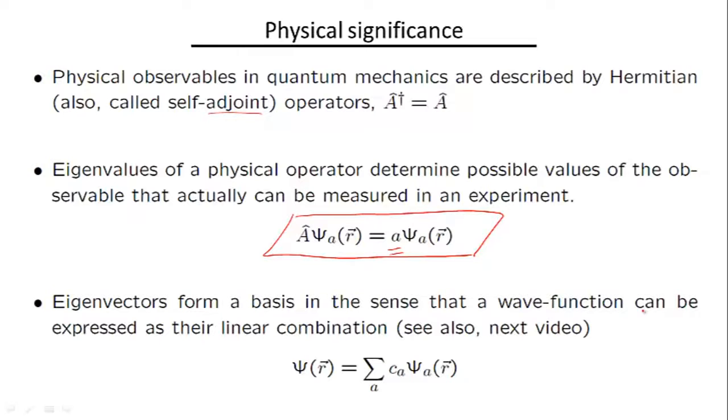Let me also reiterate a very important fact we just discussed in the previous slide, and we're going to talk a little bit about this in the next video, namely that the solutions to this eigenvalue problem, these functions psi sub A of r, form a basis in the space where our wave functions live. Which implies that any wave function describing a physical state of a system can be expanded as a linear combination of these eigenvectors.